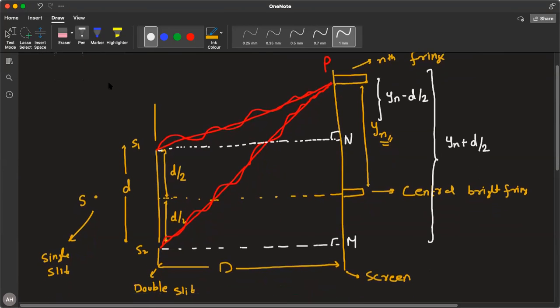Tell me once you have written it. Just draw the diagram. The entire derivation is based on this diagram. Written? Yes, sir. Okay.